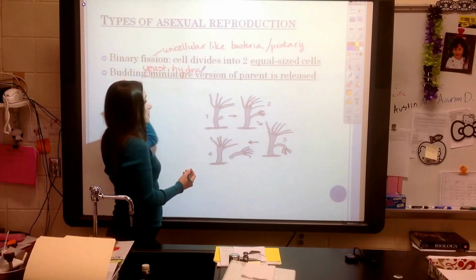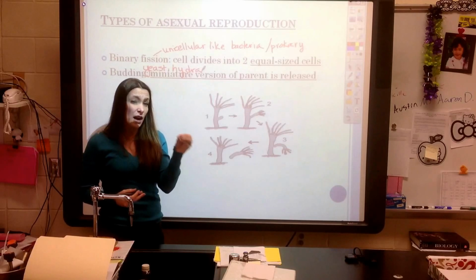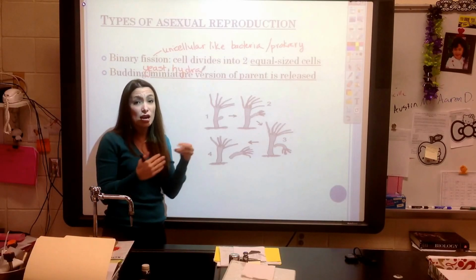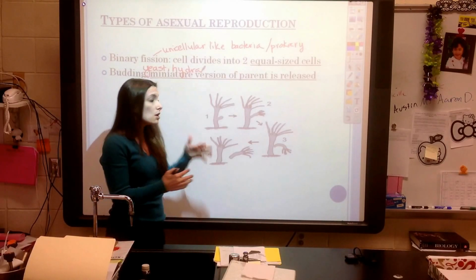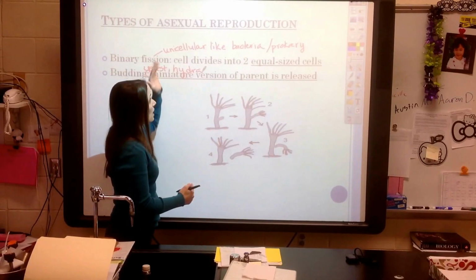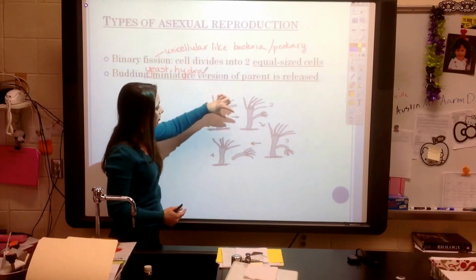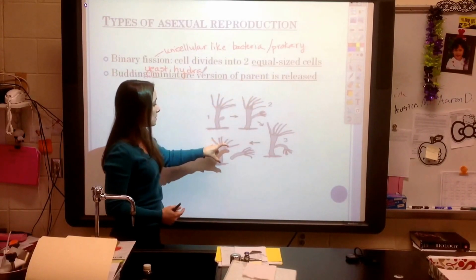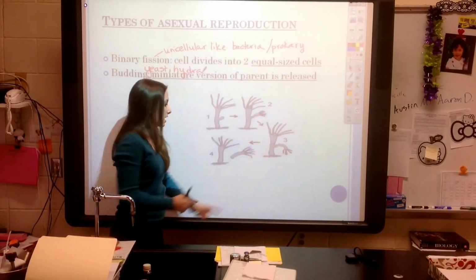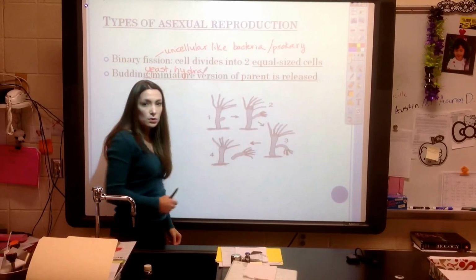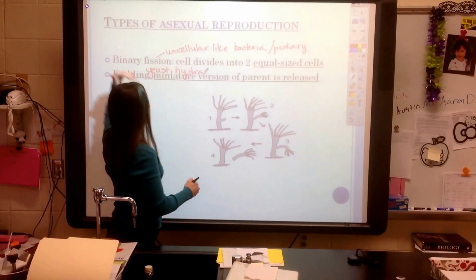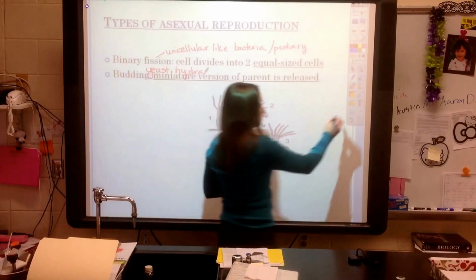Now this does not mean budding like a flower bud. A flower bud is not actually creating a whole new organism. This type of budding is creating an entirely new organism. And so it's going to grow a miniature version or a mini-me and then release that, and that will become its own new organism. So far we have binary fission and budding.